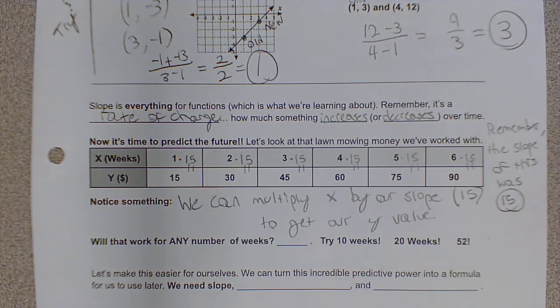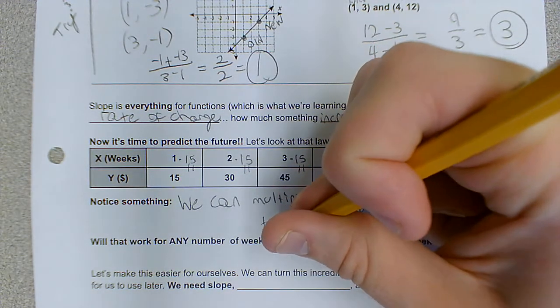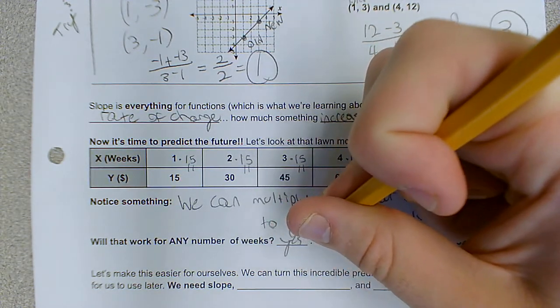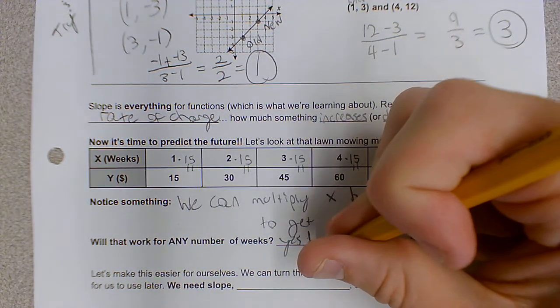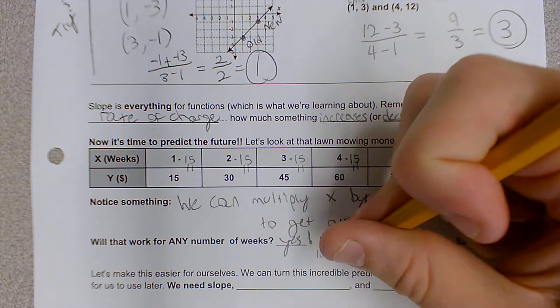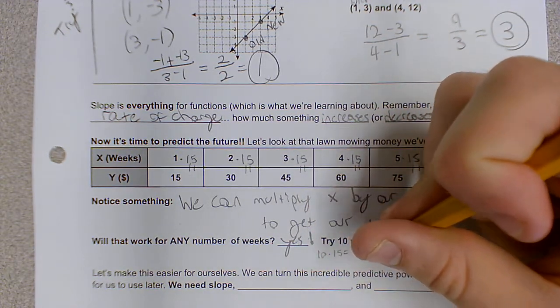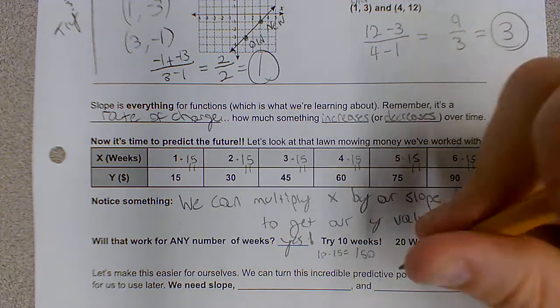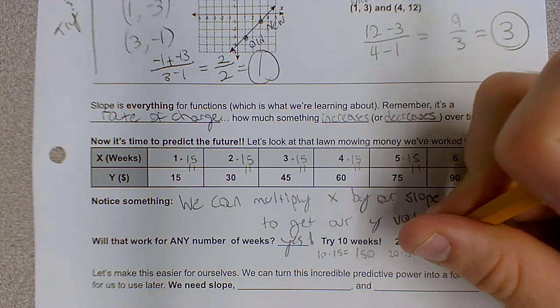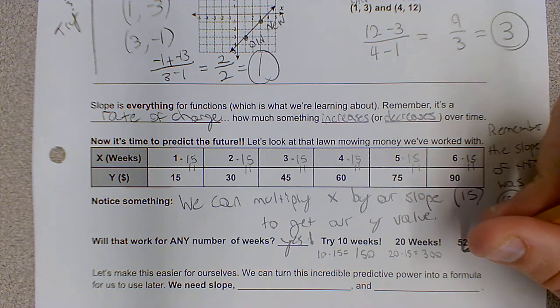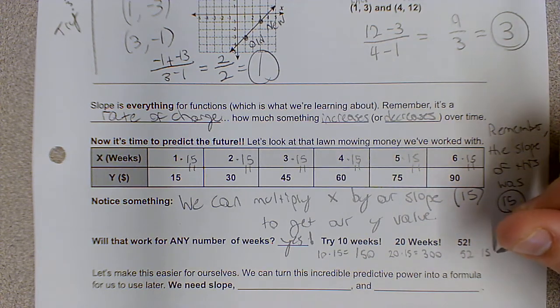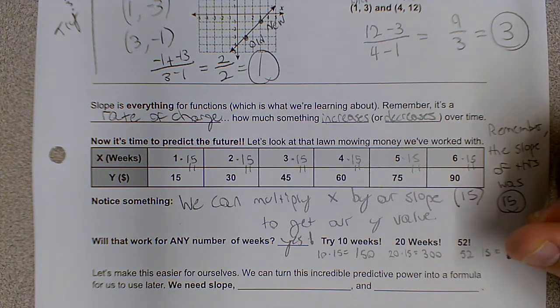And I want to make sure we notice, will this work for any number of weeks? Yes, it will. So try 10 weeks. We're going to do 10 times 15. We'll get 150 bucks after 10 weeks. After 20 weeks, 20 times 15, that's $300. After 52, that's going to be 52 times 15. That's going to equal 780.